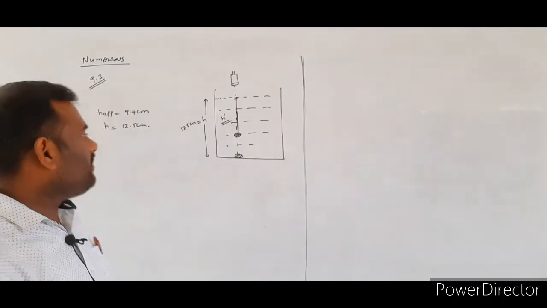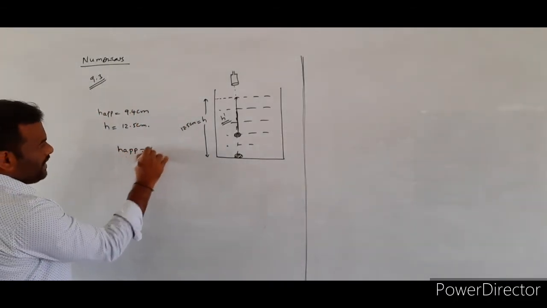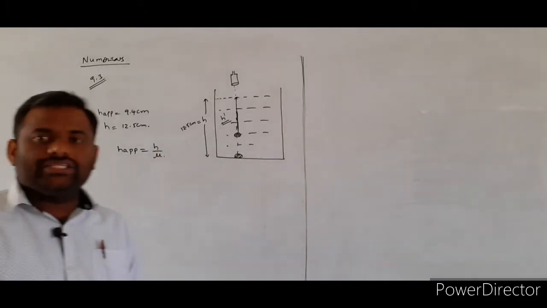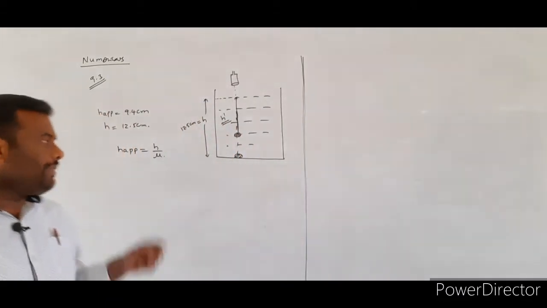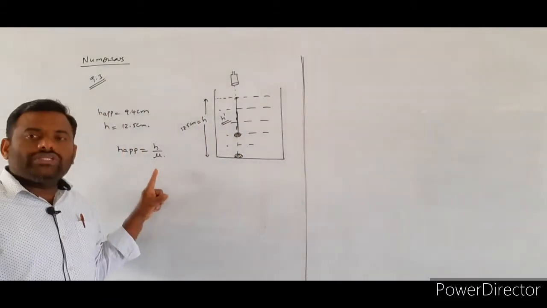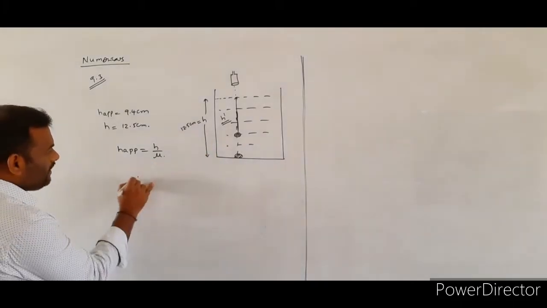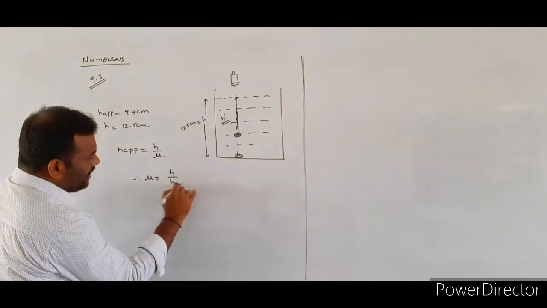So already we have a formula. What is that? H apparent is equal to H by mu. This formula we already derived in the concept. Which value do we need here? The refractive index of the water. Therefore, the refractive index of the water, mu, is equal to H by H apparent.